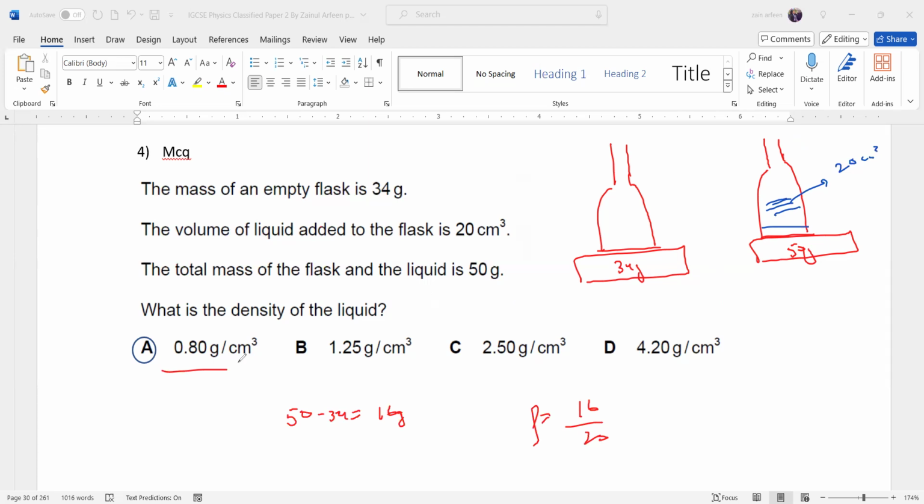Is it clear? Question 4? Any doubt in this? No.